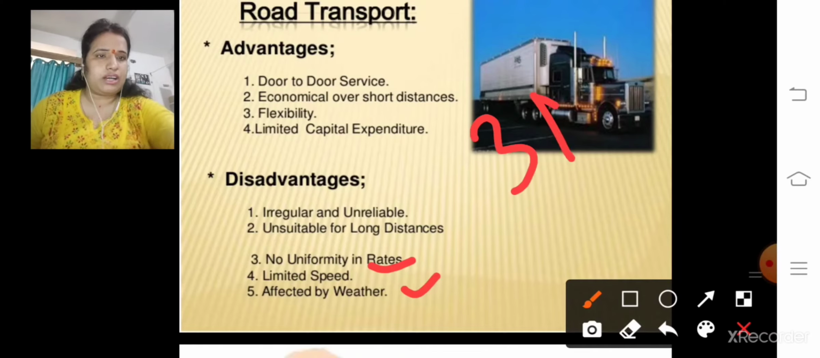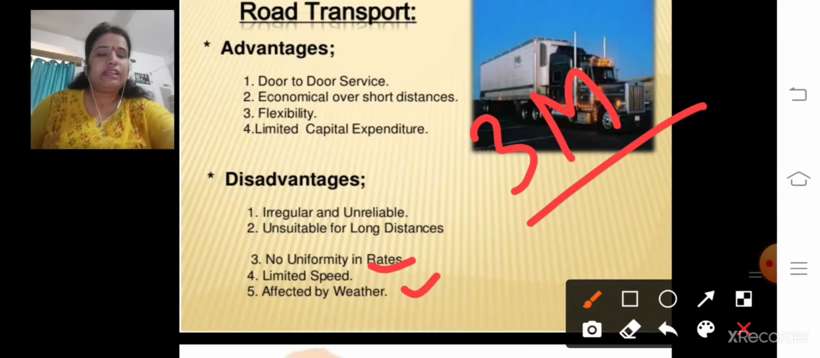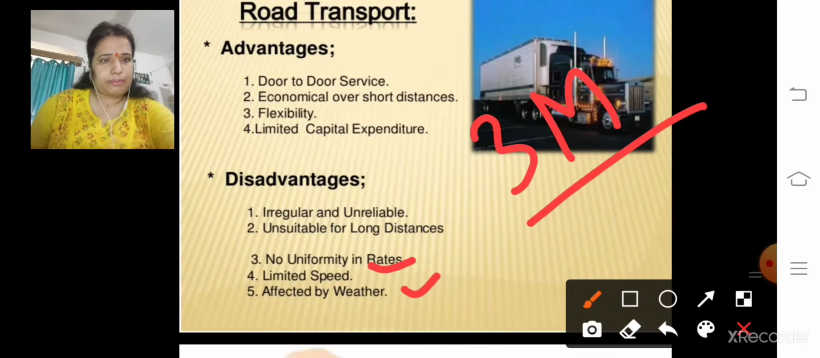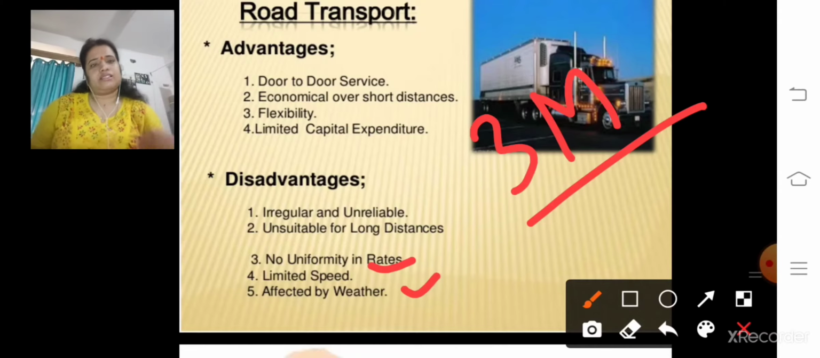In the exam, they ask a 3-mark question: write the advantages and disadvantages of road transport. You can write like this. Just write a heading and then write details, one line for each. Like when you put the heading door-to-door service, write one sentence: road transportation provides door-to-door services.